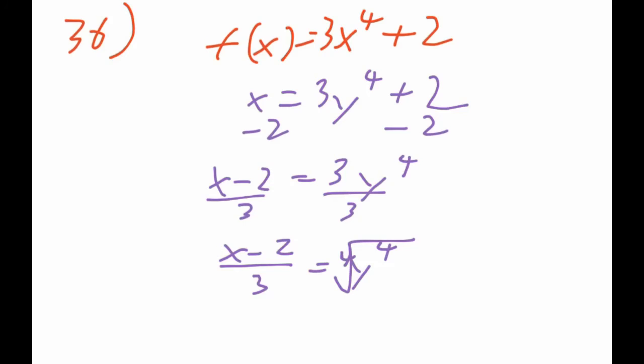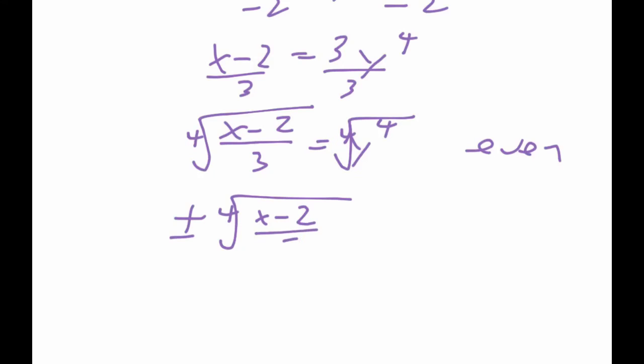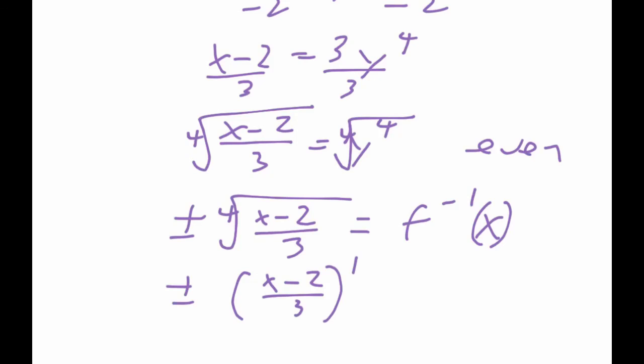Now I'm going to take the 4th root. Now when I take the 4th root, because it's even, we need to remember to put a plus or minus. And to use the inverse function notation, that's f negative 1 of x. We also could have had this be x minus 2 over 3 to the 1/4 power if the answers have fractional exponents instead of roots.